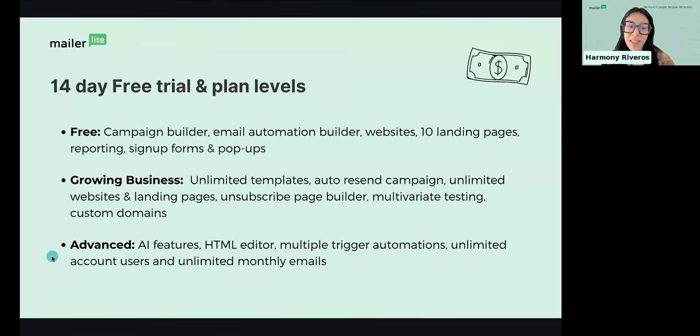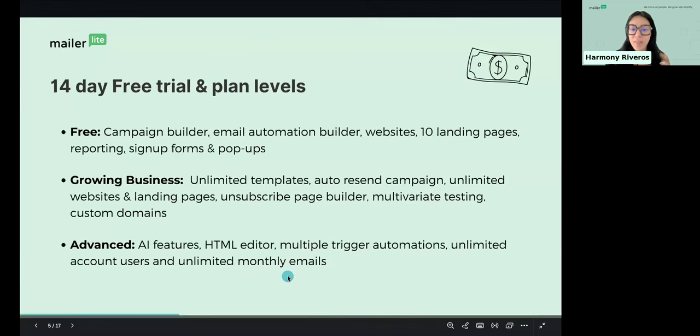And then advanced plans, then you have things like the AI features, more editors like the HTML editor, multi-trigger automations. I'll talk a bit more about that later. And then things like unlimited account users and monthly emails. So if you have a large team, you're sending to a large list, you might want to have more users on the account and then have unlimited emails, no limits there.